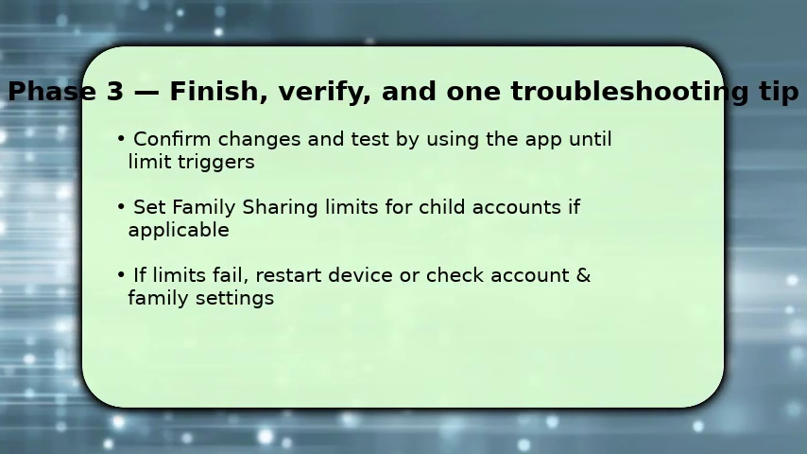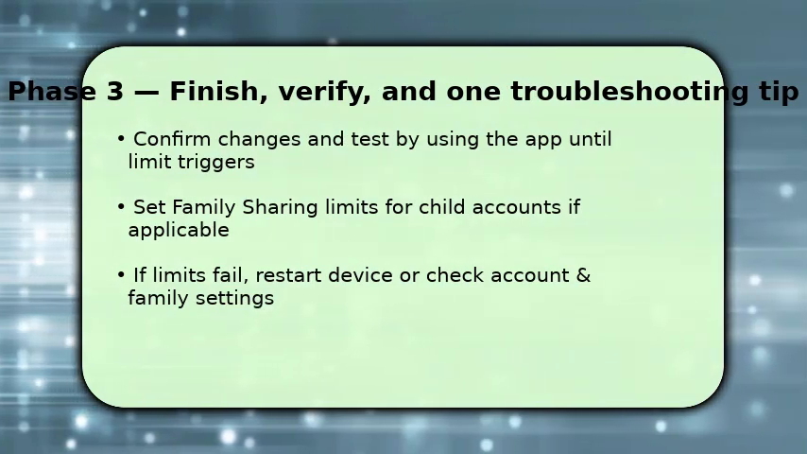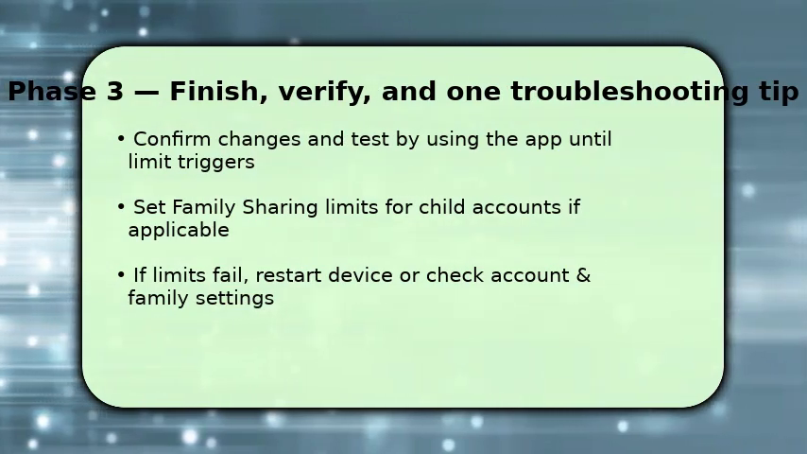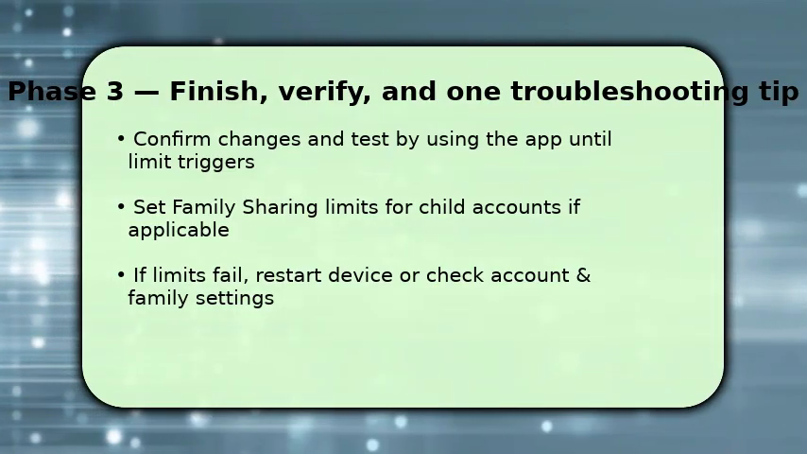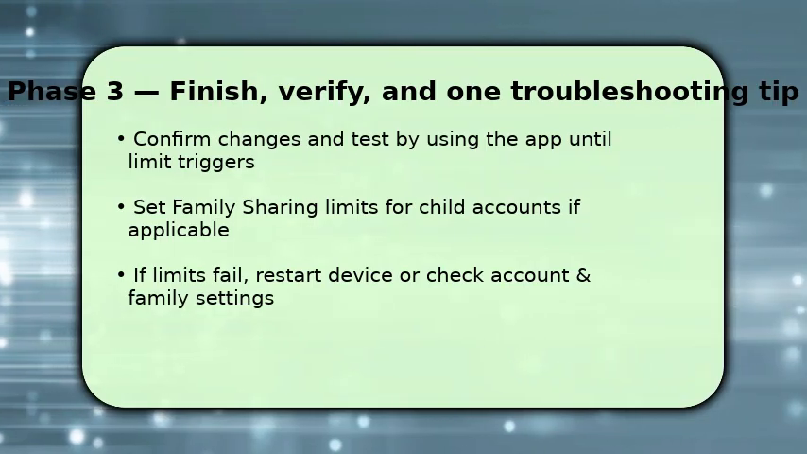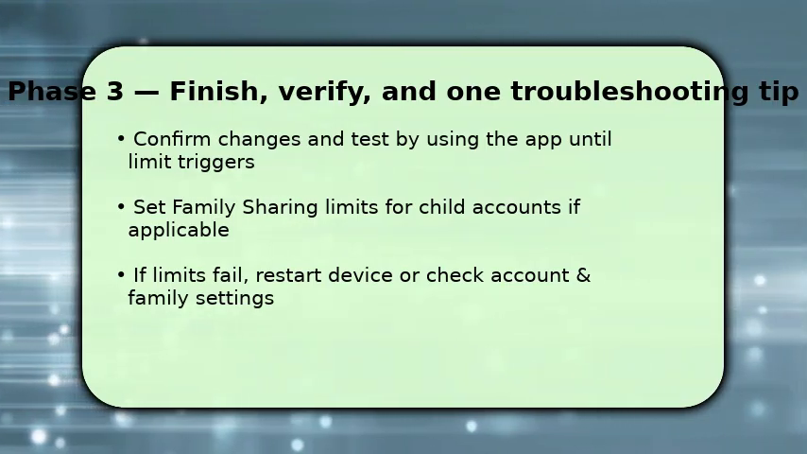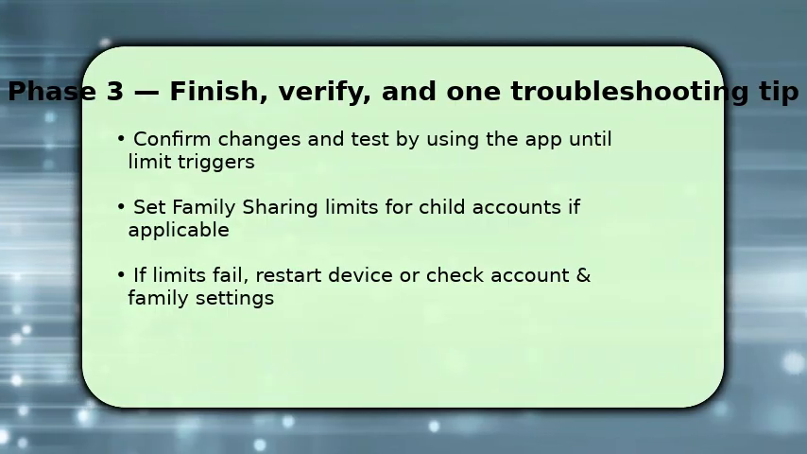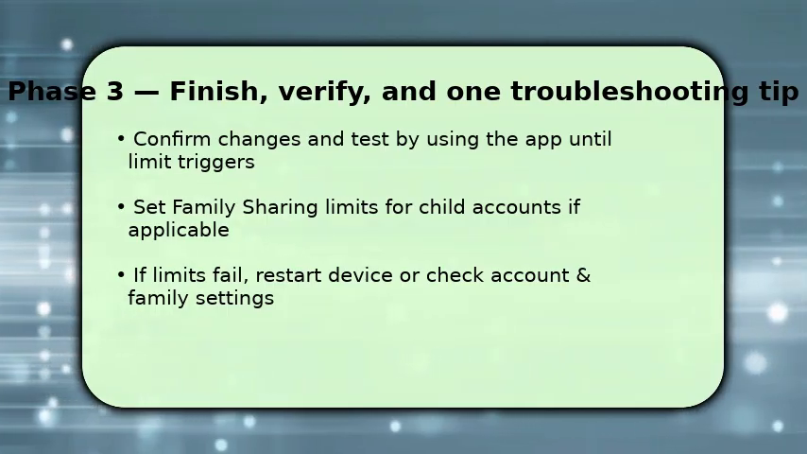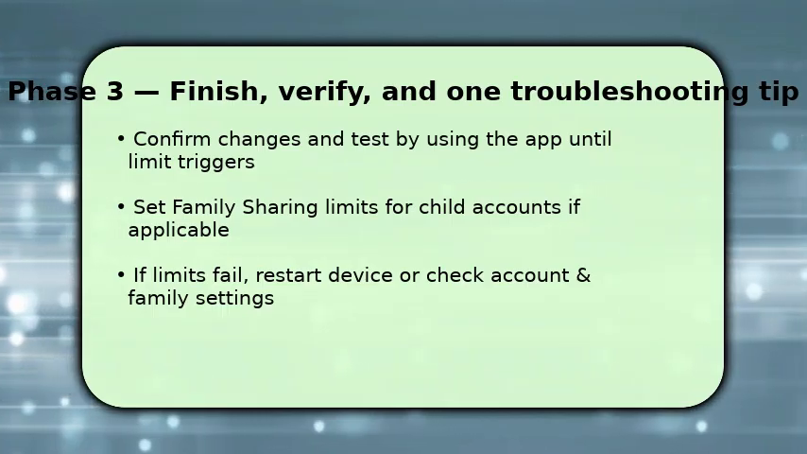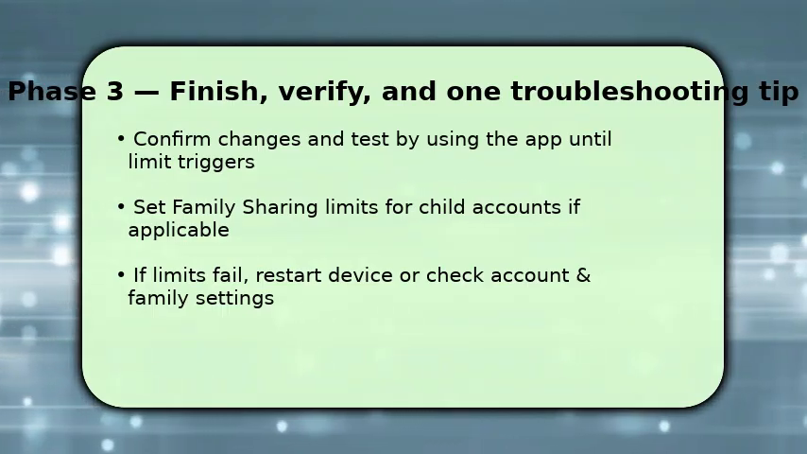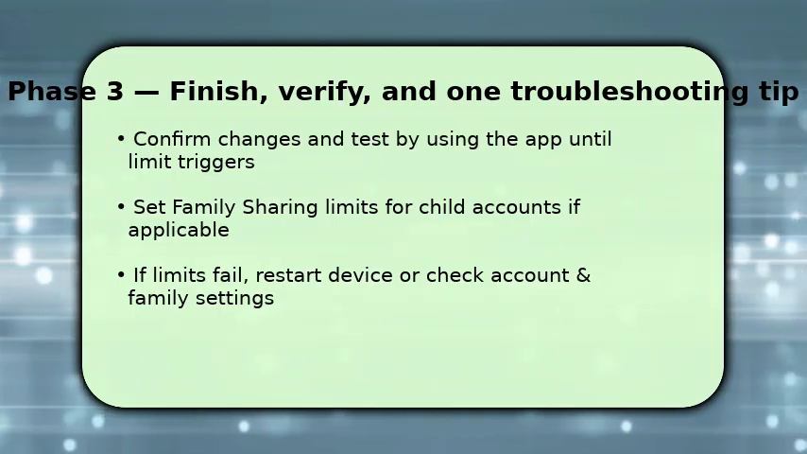You finish by confirming the new limits and then test them. Open an app and use it until the limit triggers, so you see the behavior immediately. If this is for a child, set family sharing or parental controls so limits apply to their device too. Make sure your screen time passcode is saved and not shared. If limits don't apply, restart the device, verify the correct account is used, and confirm family sharing settings. That usually fixes the common issues quickly.